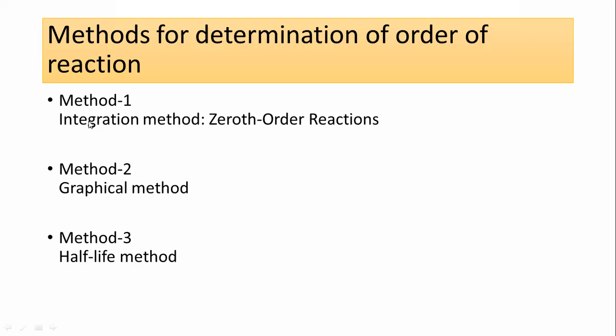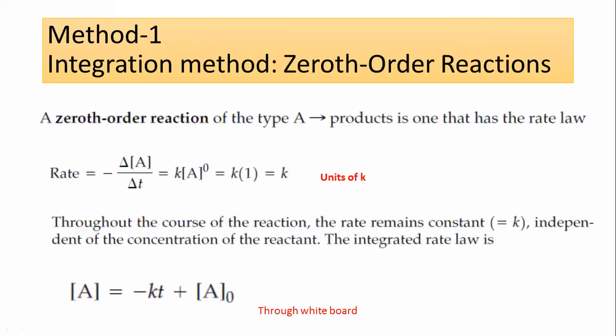The method is called the integration method. The second method will be the graphical method, and the third method would be the half-life method. Today I'm going to finish the first one, which is the integration method, and specifically the zero order reaction. Why is it called the integration method? Because we are going to use the mathematical operation called integration. This is the final equation of this one.